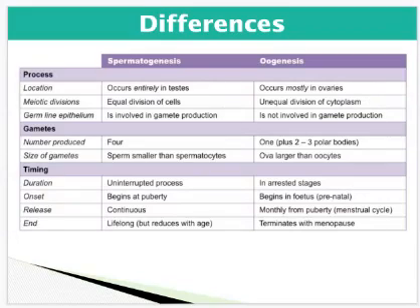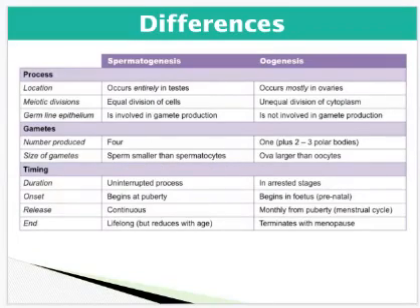The germline epithelium, which is a layer, is involved in gamete production for spermatogenesis, but is not involved in gamete production for oogenesis. And one of the key differences is that 4 gametes are produced in spermatogenesis and 1 viable one in oogenesis. And remember that the ova are larger than the oocytes and the sperm are smaller than the spermatocytes.